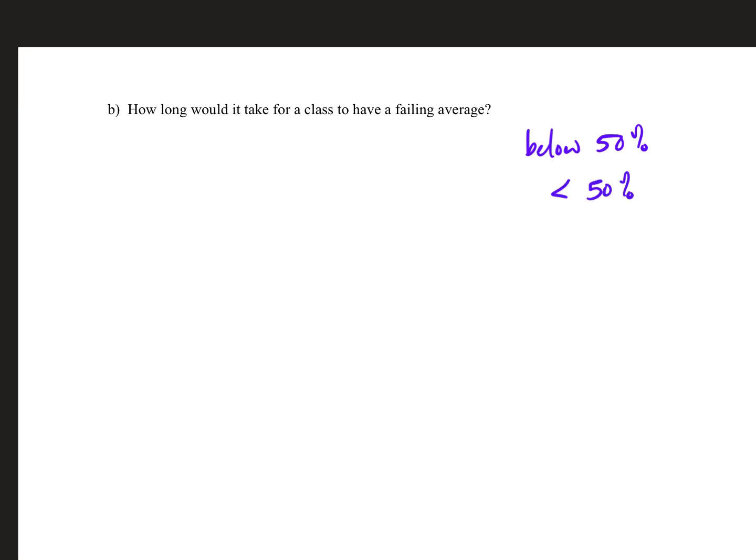Oh, wait a second. We've got an inequality. And I maybe want you guys to walk that one back a little bit. Yes, our correct statement could be that G of t must be less than 50%. Which means that you would now be saying that 77 minus 10 ln(t plus 1) must be less than 50%.